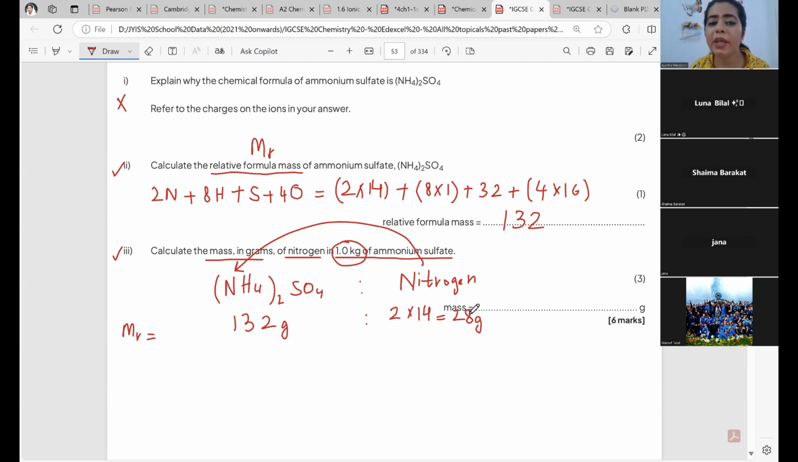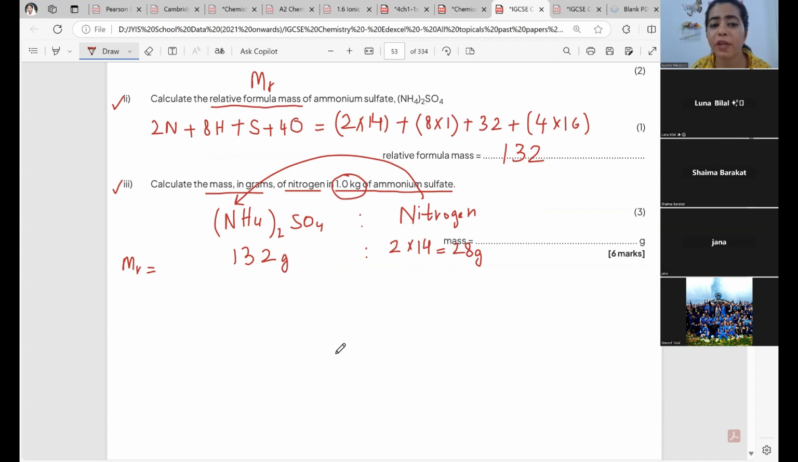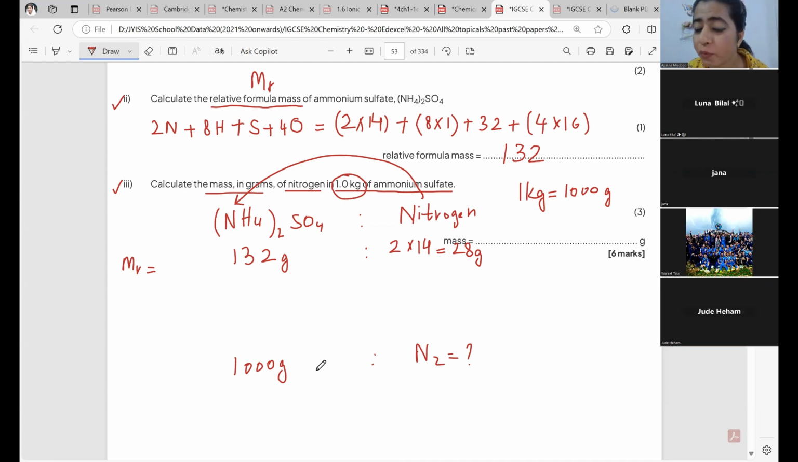Clear? Now we need, if ammonium sulfate is 1 kg, how much is nitrogen? That is your question. If ammonium sulfate is 1 kg, how many grams is that? 1,000 grams, right. So they are asking if ammonium sulfate is 1000 grams, how many grams of nitrogen are there in that case? You may have used this in your maths as well. You can simply cross multiply.